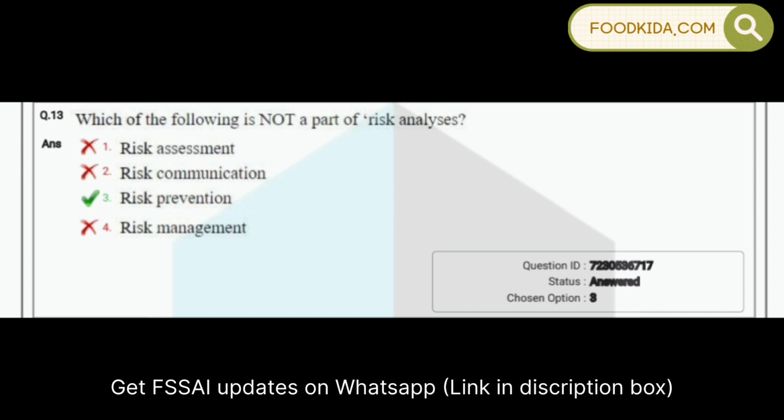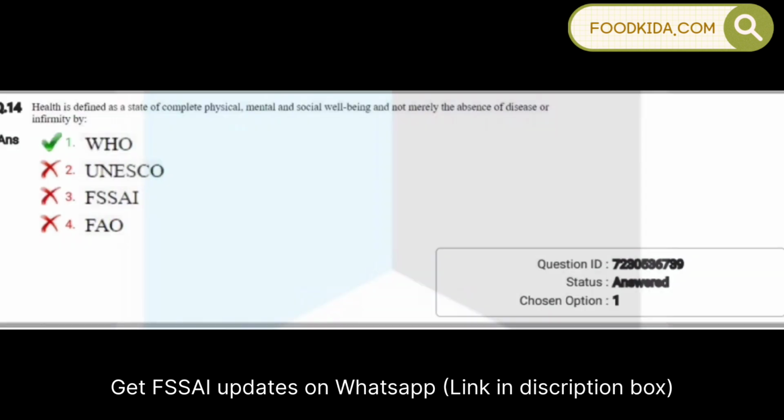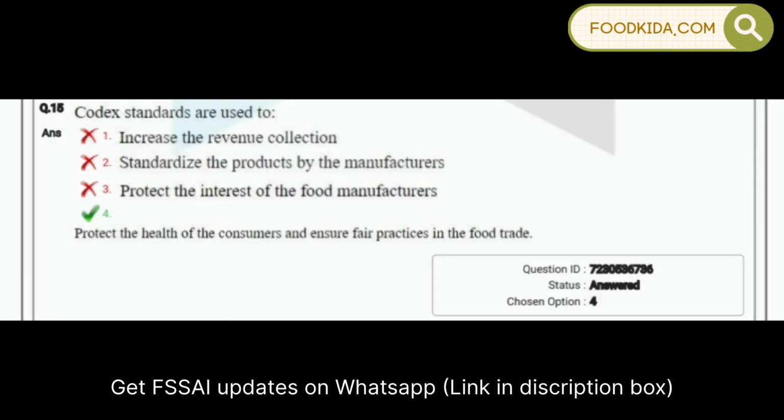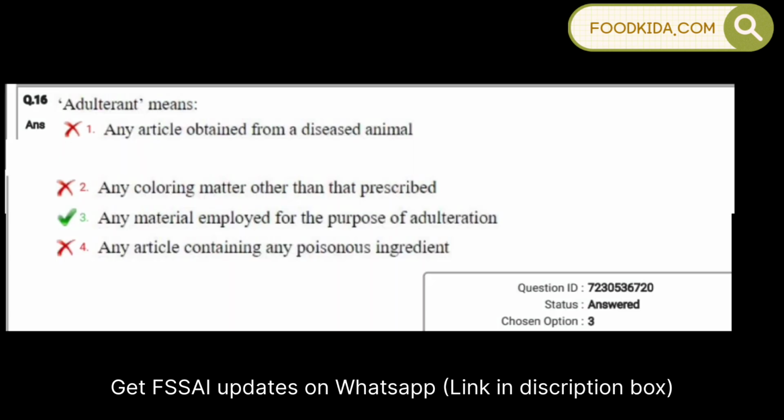Which of the following is not a part of risk analysis? These are the parts of risk analysis: assessment, communication, management, but risk prevention is not part of risk analysis. Now next question. Health is defined as a state of complete physical, mental and social well-being and not merely the absence of disease or infirmity by the World Health Organization, WHO. Now, the Codex standards are used to protect the health of consumers and ensure fair practices in food trade. Now, adulterant means any material employed for the purpose of adulteration.